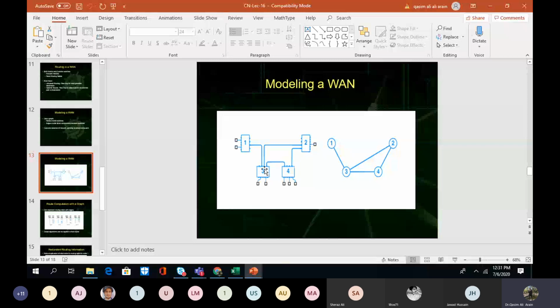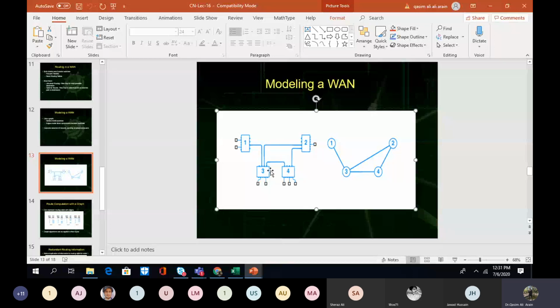Now look at packet switch 3. अब पैकेट स्विच 3 के साथ आपके पास कौन कौन सी नोड्स या पैकेट स्विच कनेक्टेड है? 1 कनेक्टेड है, 2 कनेक्टेड है and 4 connected है. So what you have to do, you have to make 3 nodes, 1, 2 and 4. You have to make a connection or edge between 3 and 2, between 3 and 1, and between 3 and 4, right? This is how you are going to represent this particular connection.